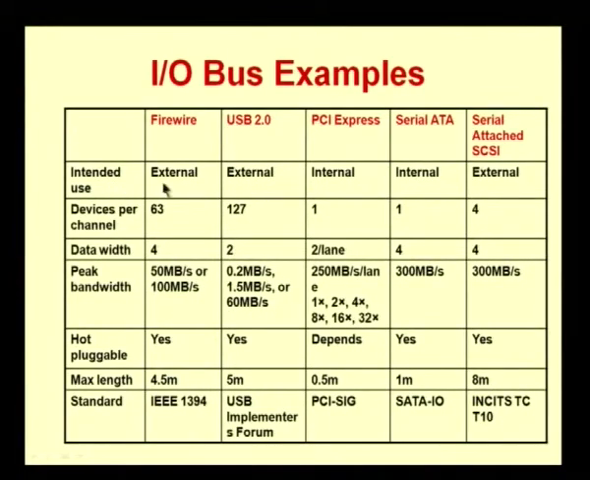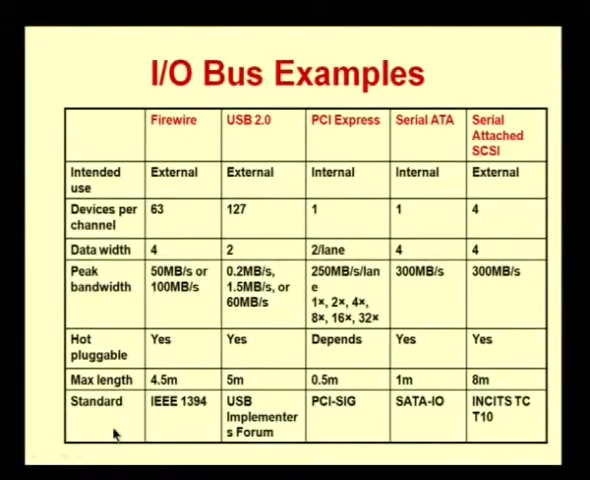What is the intended use, whether it is used as an internal bus or an external bus, and how many devices can be supported per channel using this kind of bus, what is the data width, what is the peak bandwidth, how much data transfer can be sustained, and whether it is hot pluggable, that is, whether you can plug in a device even when the system is working, which we call hot pluggable. Then what is the maximum length of the bus and what is the standard that is used for each of these buses. These are some details that we have in terms of I/O buses. We will look at some of these details later. This is just to tell you that you have these different I/O buses that are designed and that are in vogue.